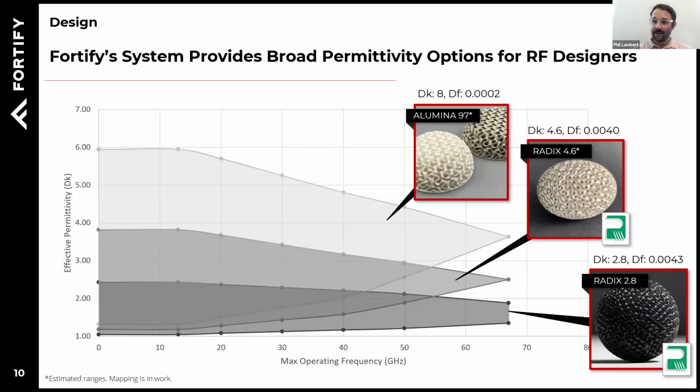So Fortify offers 3 excellent dielectric materials right now. Starting at the bottom, this is Radix 2.8. This was developed in collaboration with Rogers Corporation, one of the first high-performance, high-frequency, low-loss printable dielectrics in the market. The dielectric constant is 2.8 and the dissipation factor is 0.0043. Those data points are measured at 10 gigahertz, and 0.0046 at 24 gigahertz.